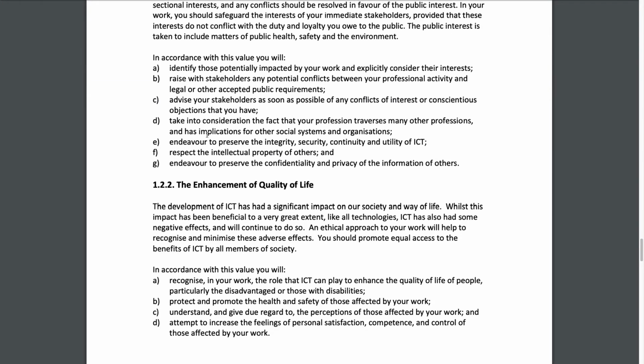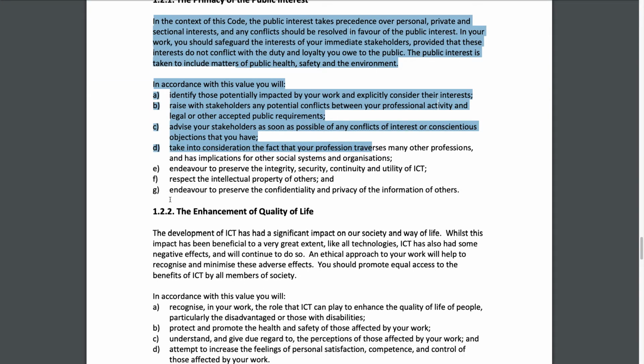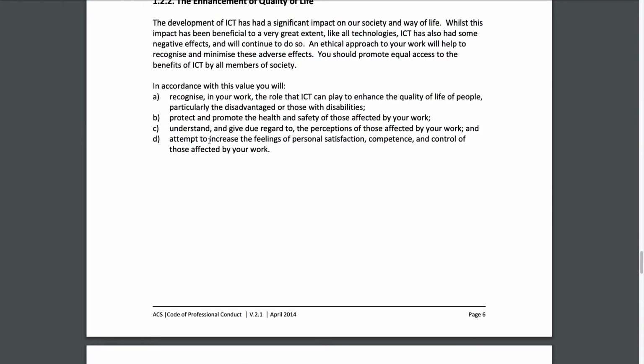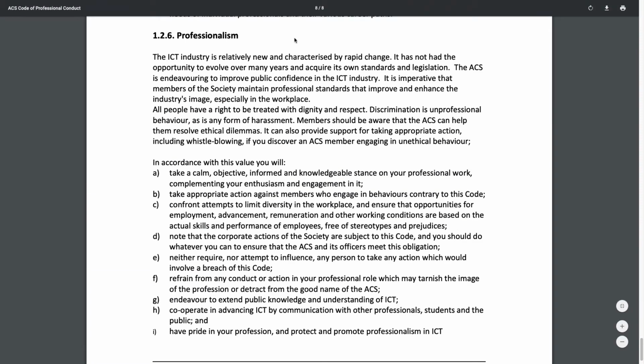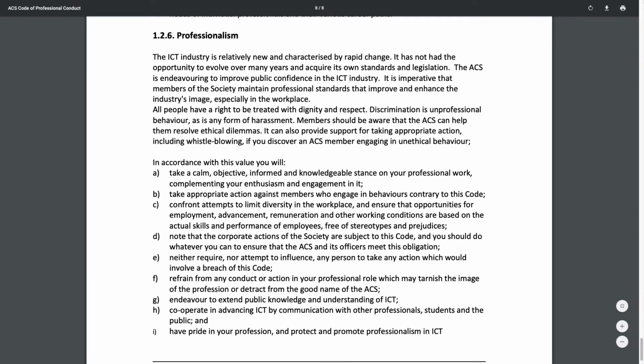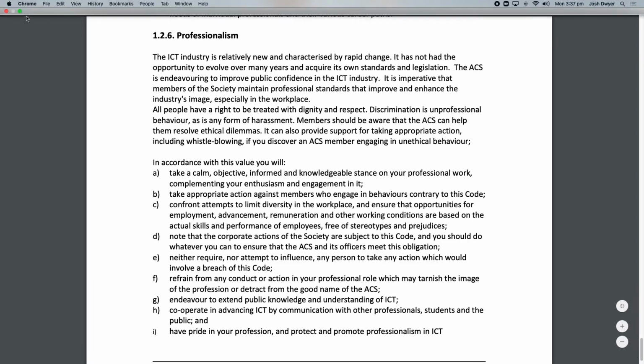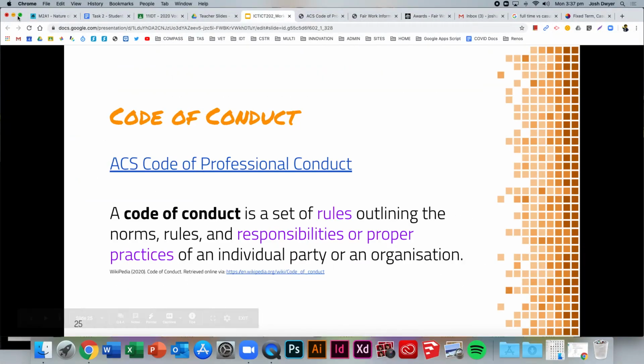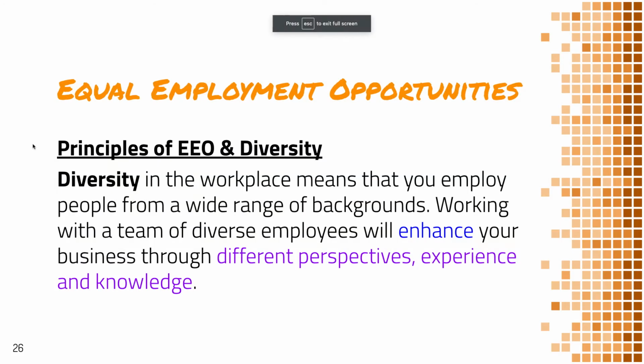So there's some more information that tells you more specific details about each of these different aspects of the code. And that's something that you'll need to come back to when you're working on our Canvas work for this particular task. Okay? We'll go now back to our slides and we'll continue on with this lecture. Moving across, we now have this concept that we're going to look at called equal employment opportunity.